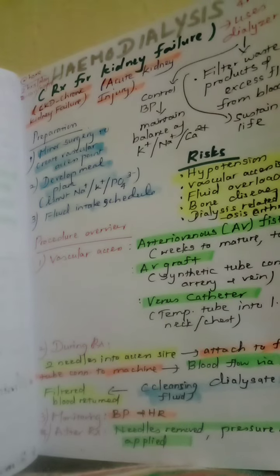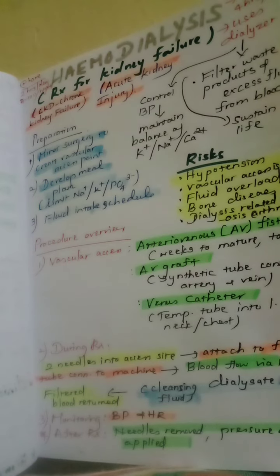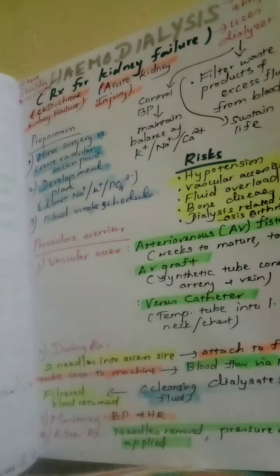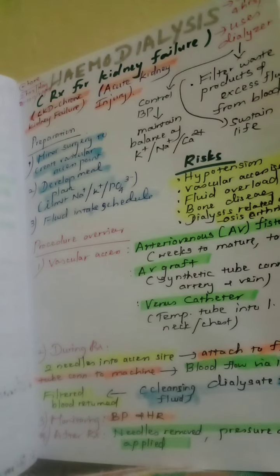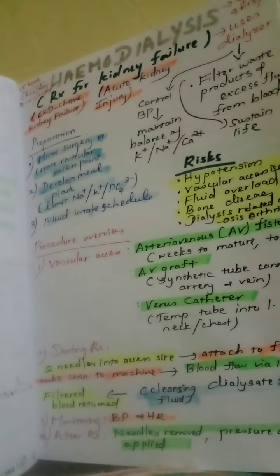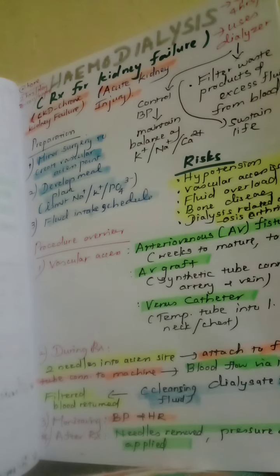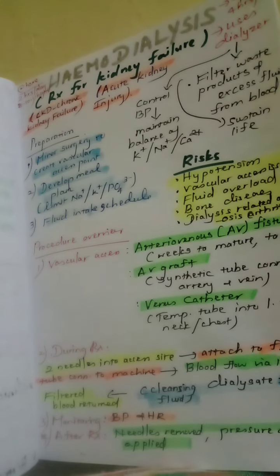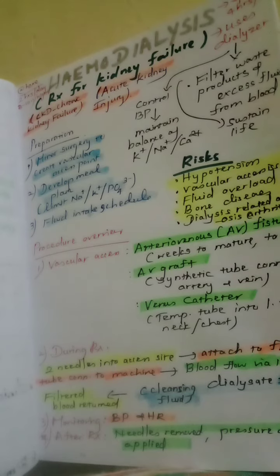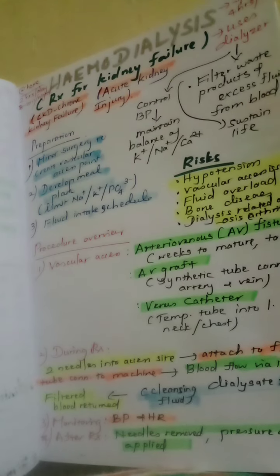So, what is the overall procedure? As mentioned earlier, first a vascular access point is created. The access point can either be an arteriovenous fistula, which can take about weeks to mature to be used, or an AV graft where a synthetic tube connecting the artery and vein is introduced, or a venous catheter where a temporary tube is inserted into the vein in the neck or in the chest.